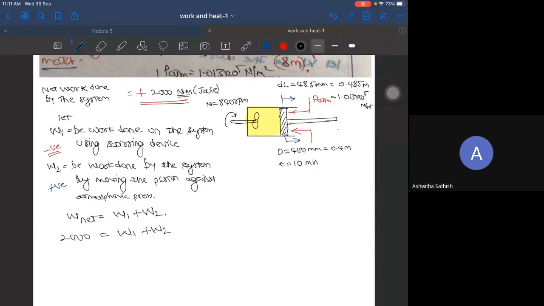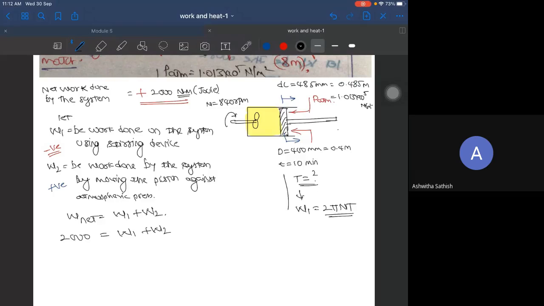What we are supposed to calculate in this problem is the torque. So where will the torque be available? In W1, because W1 is equal to 2 pi nT. So we need to calculate W1.